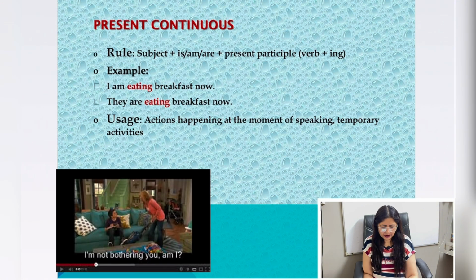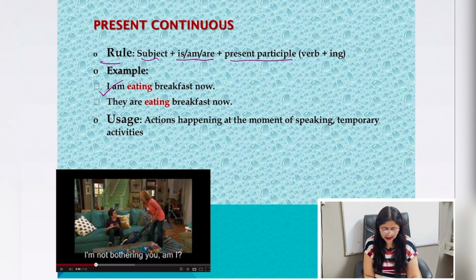Switching to present continuous tense. Continuous means it is a progressive tense. How will you remember where you have to make use of present continuous? Anything that is going on right now. Right now I am giving you a lecture on tenses. I am giving you, so this is present continuous. The rule would be subject, we make use of is, am, are, and the present participle, that is verb with ing. For example, I am eating breakfast now.